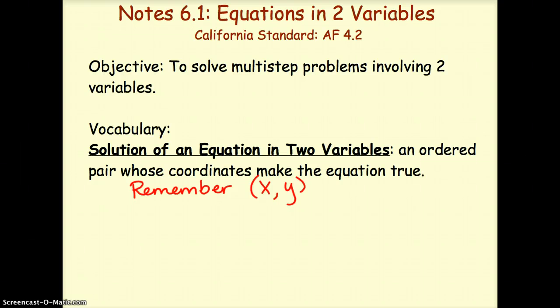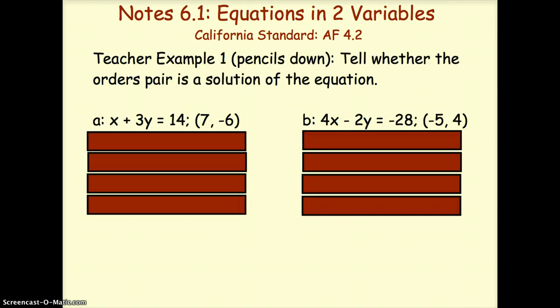It's an ordered pair whose coordinates make the equation true. Remember, an ordered pair is written as parenthesis x, comma, y, close parenthesis. The x is always first. If you ever switch the order, it will change the entire answer and make it incorrect, so be very careful.